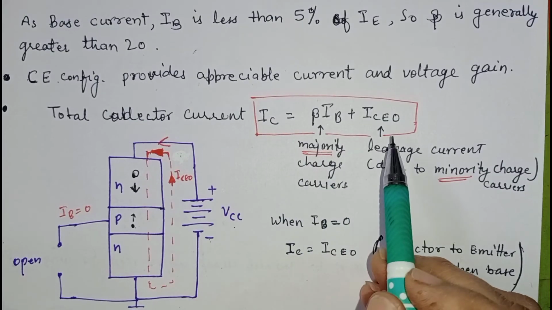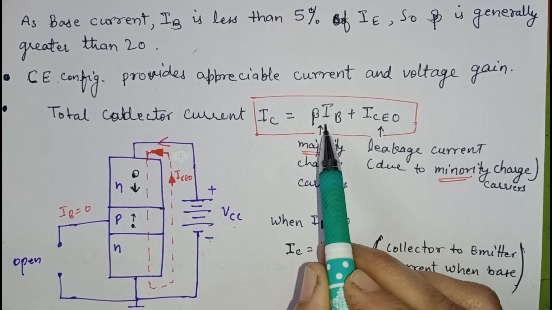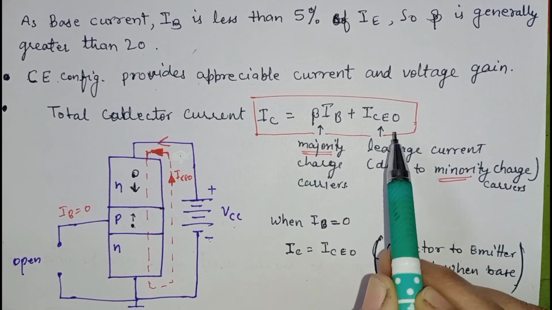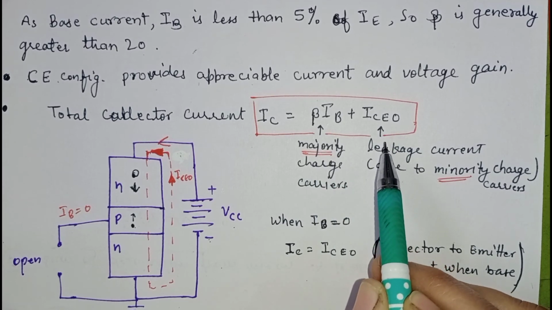Now the equation for total current is equal to beta IB plus ICEO. This current is due to majority charge carriers and this current is due to minority charge carriers. It is also called leakage current.